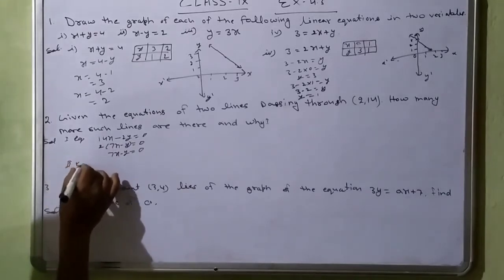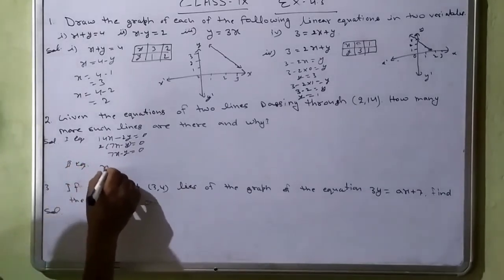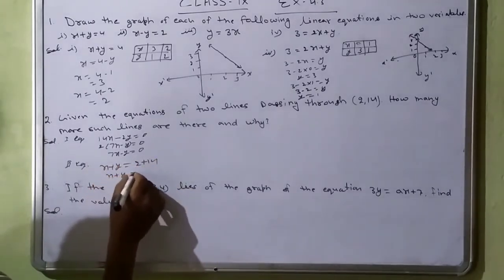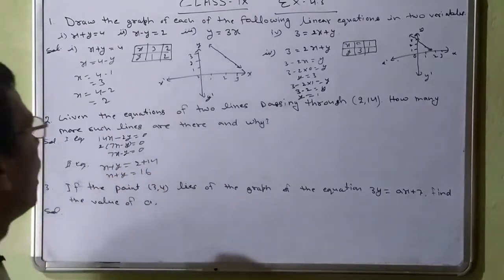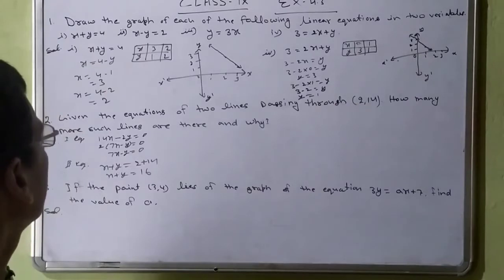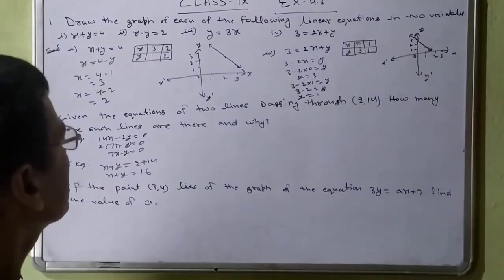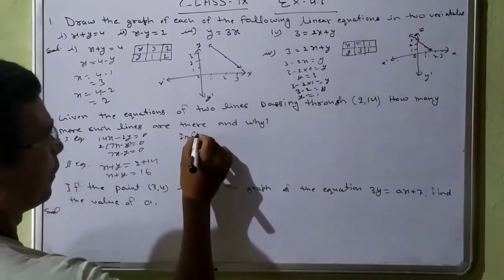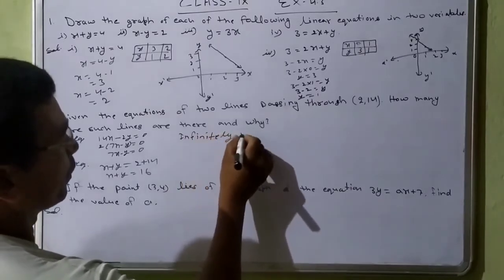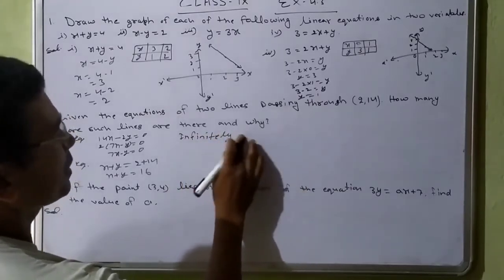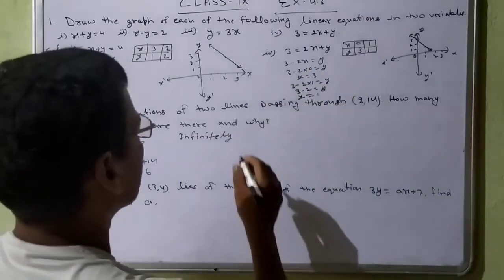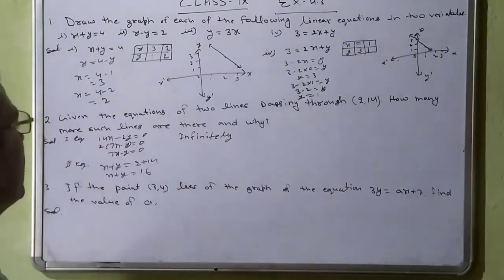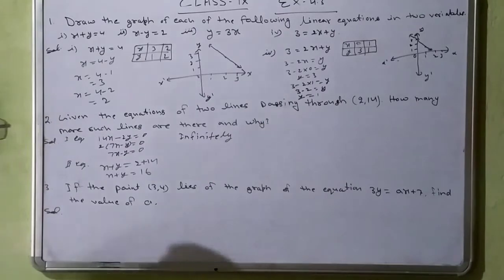Second equation, x plus y is equal to 2 plus 14. So x plus y is equal to 16. How many more such lines are there? How many lines? Infinite. Infinitely more. Infinity means many more lines, because you know that if you place any more values, then our equations will become more.